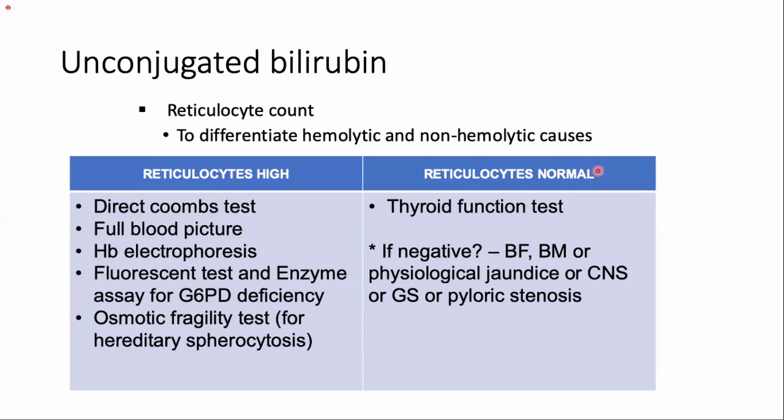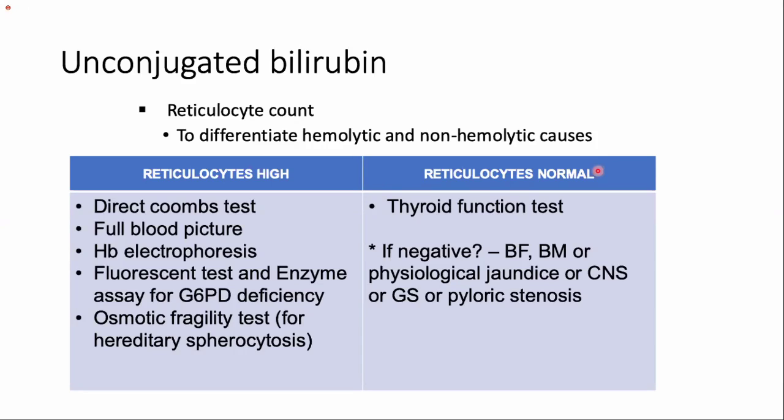Okay. And of course, workup for unconjugated bilirubin, because I mentioned before, we have the hemolytic causes and the non-hemolytic causes. So we can check for the reticulocyte count, and then we can proceed further with direct Coombs test, full blood picture, hemoglobin electrophoresis, fluorescence test, and enzyme assay for G6PD. Osmotic fragility test for hereditary spherocytosis, where we will do serial dilutions of RBC, so we can see that the RBC, because of its round nature, will eventually hemolyze because of the osmotic fragility.